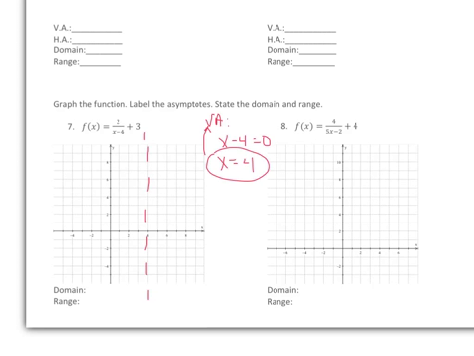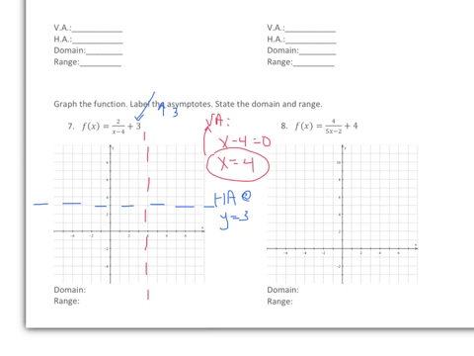To find the horizontal asymptote, notice I'm in a transformation setup. Well, this plus 3 is going to move everything up 3. Normally my horizontal asymptote is here at y equals 0. What's going to happen is that plus 3 is going to move it up 3. So my new horizontal asymptote will actually be up here. So I'm going to draw a horizontal line going through y equals 3. So my horizontal asymptote is y equals 3.